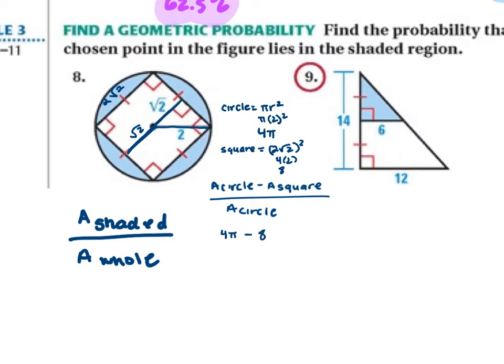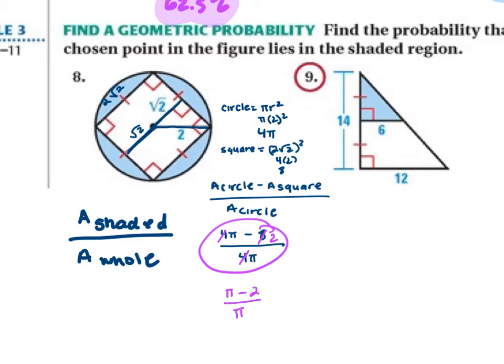So I get 4 pi minus 8 over area of a circle, which again is 4 pi. Now all of these numbers are divisible by 4, so we can reduce this only because all of them are. If just part of them was, we couldn't do it. So 4 goes into itself once and here twice. So this would be pi minus 2 over pi. If you didn't have a calculator, you would leave your answer that way.